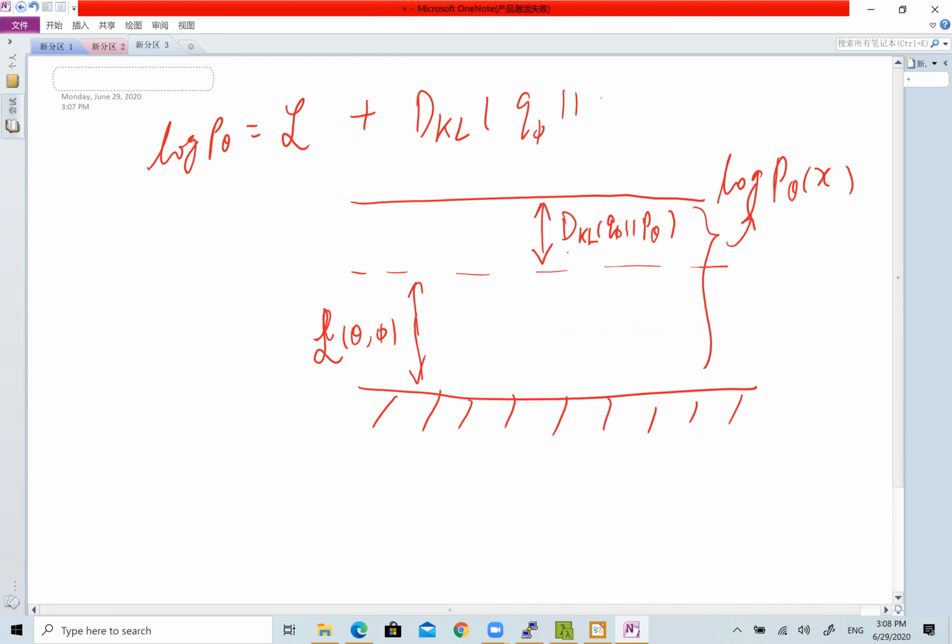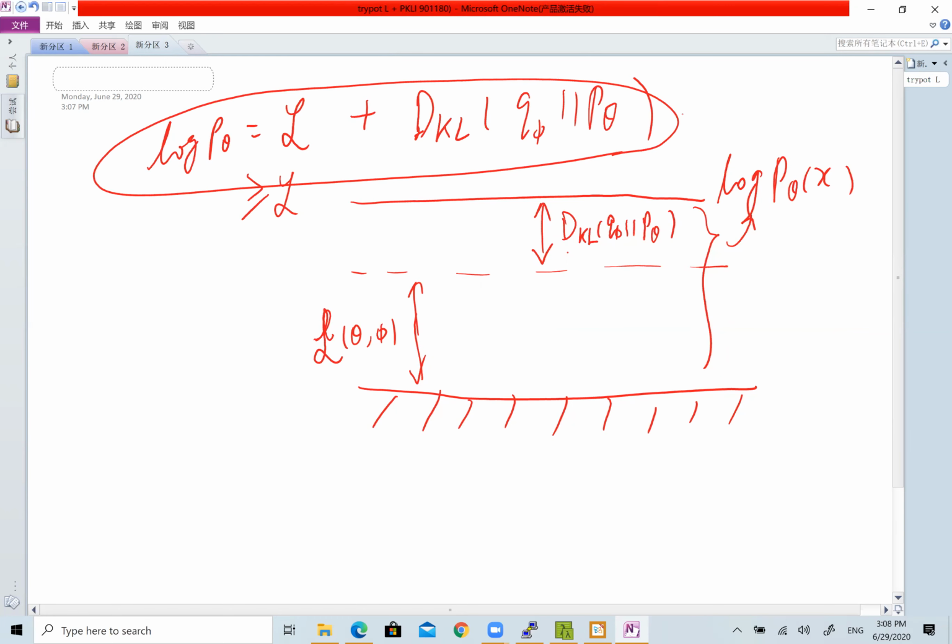KL of q phi and p theta. And we know that KL divergence is always greater than or equal to 0, so log p theta is greater than or equal to L, right? Our two goals: one is increase this. So you want to increase this bound, to let it be as high as possible. And the other one is you try to reduce this gap, right? So to do these two jobs, you can use this L, we just maximize this L. It can kill the two birds together for you, right?